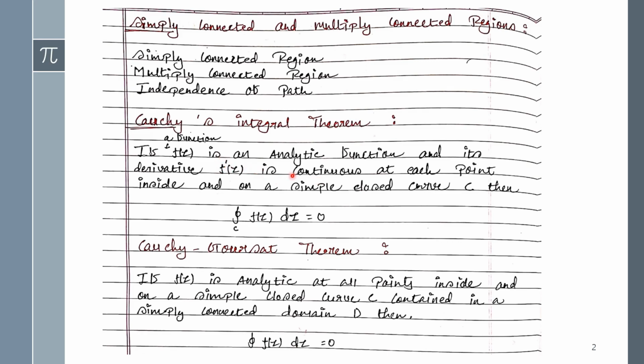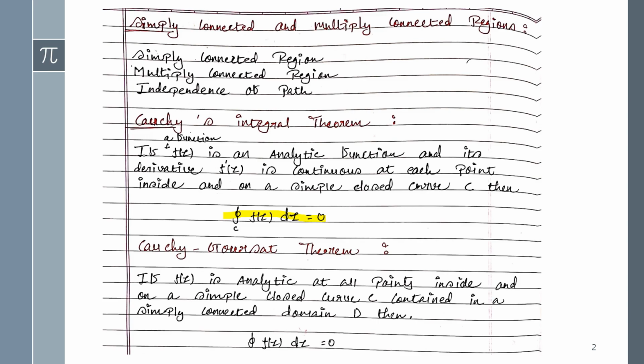So f dash z is continuous at each point inside and on a simple closed curve C. Then we can write the integration over C of f of z dz equals to 0. So if these two conditions are satisfied, then we can write, I'm highlighting guys, the integration of f of z dz will be 0. Directly you can write 0.